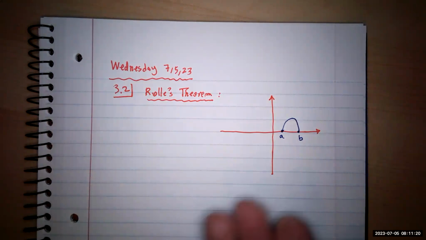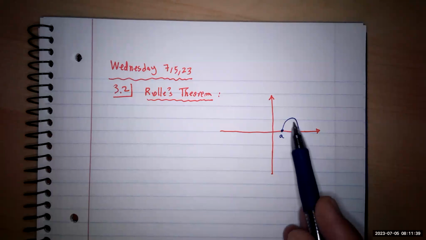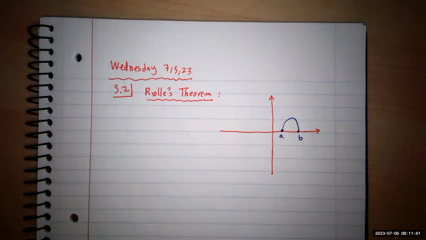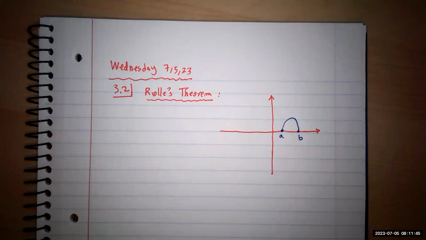Now look at the conditions that this function would have. As you can see, this function is continuous. It's continuous on a closed interval of A and B because there is no gap, no holes. And this function is differentiable. It's differentiable because the graph has no sharp corner. So it is continuous and it's differentiable.